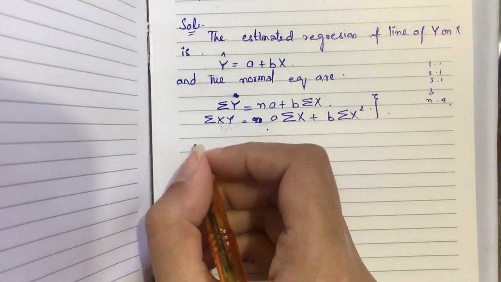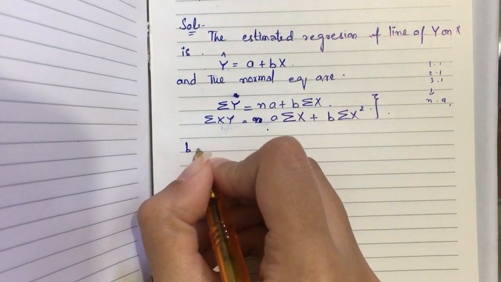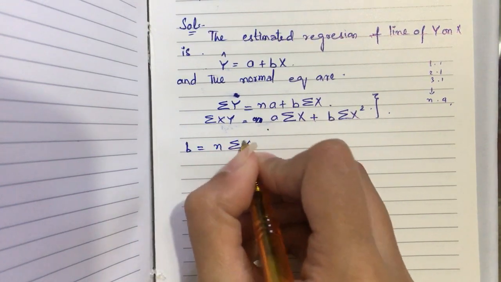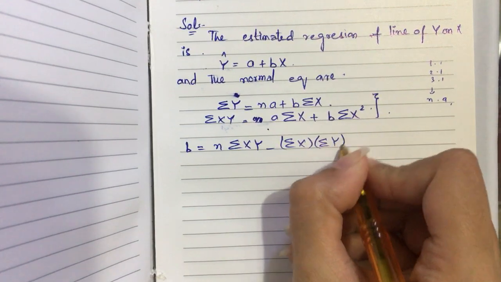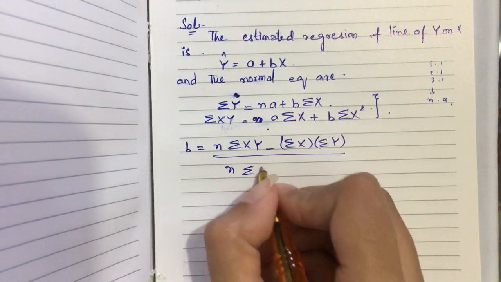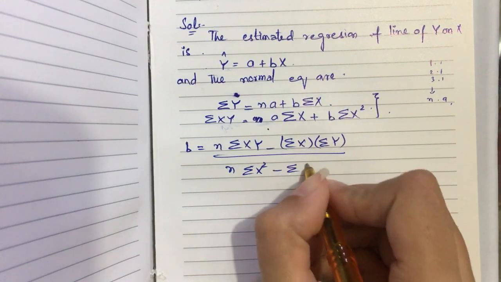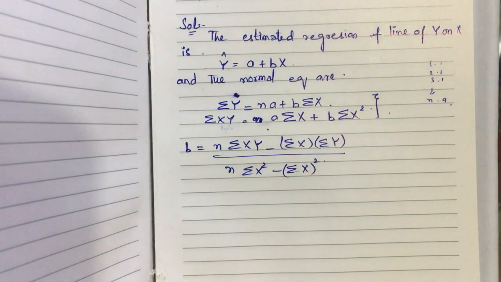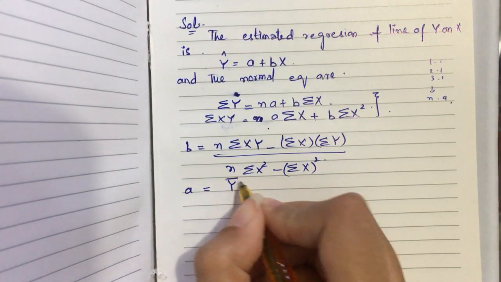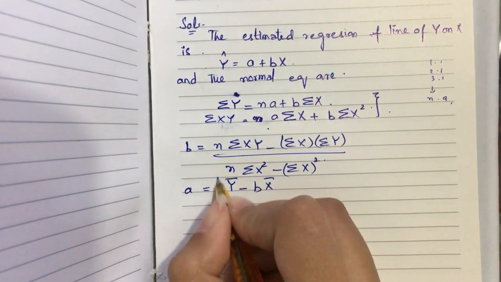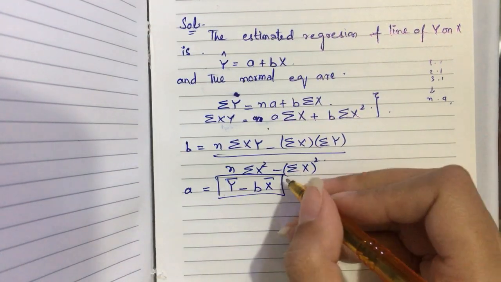So the formula for b is n summation xy minus summation x into summation y over n summation x square minus summation x whole square. So this is the general formula for b, and we have the values here, and the formula for a is y bar minus b x bar. So how do I compute this?